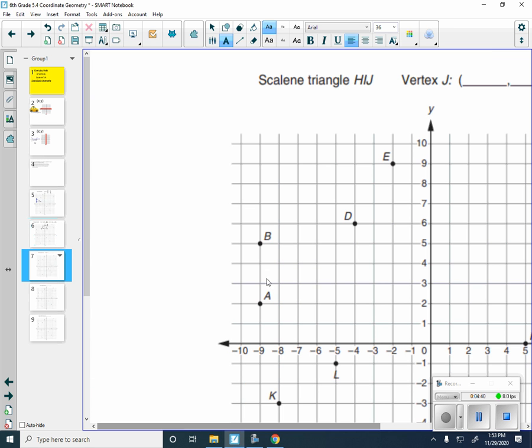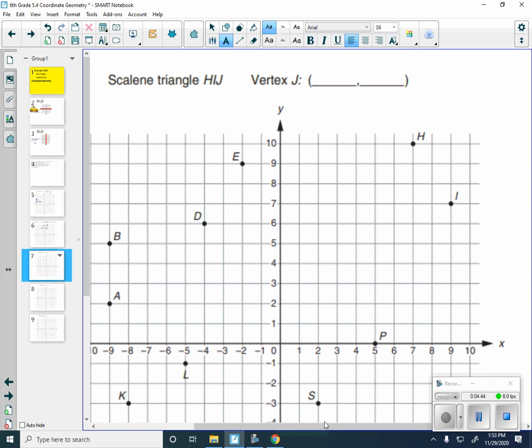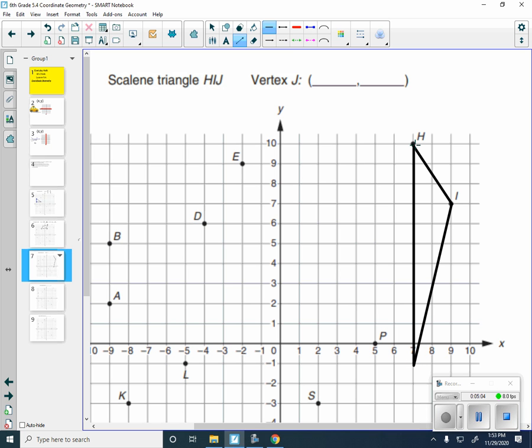I need to make a scalene triangle using H, I, and then J. Well, here's HI right here, so I'm going to connect those two right away. And a scalene triangle is 3 sides that are different lengths. So let's just connect all the way down here, and we'll connect all the way up. We'll name this point J.